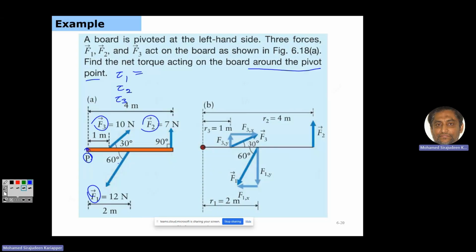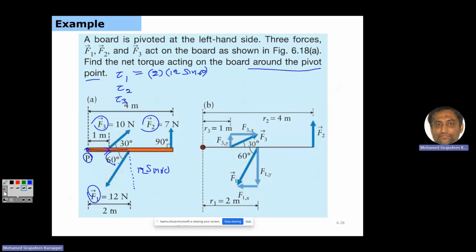So torque 1 will be what? Can someone help me? R is this much, which is 2 meters. So you'll put 2. And F is 12. But actually I want the perpendicular component. That will be 12 because this angle is 60 degrees with the R. So perpendicular will be sine 60.